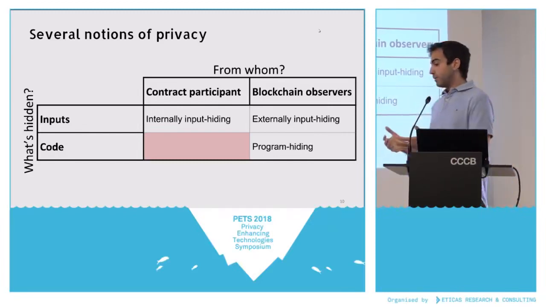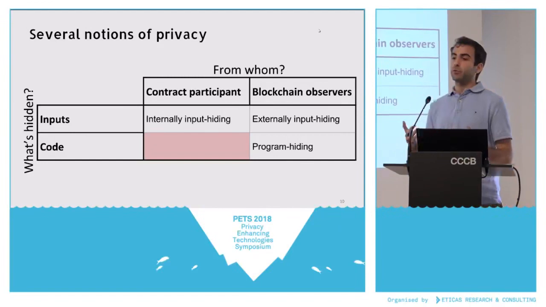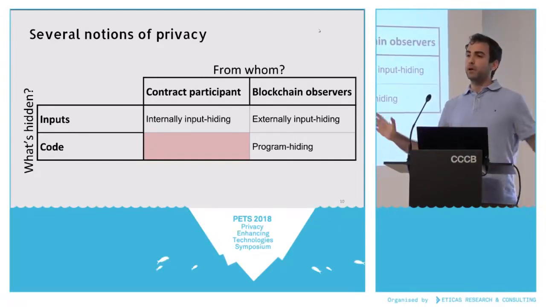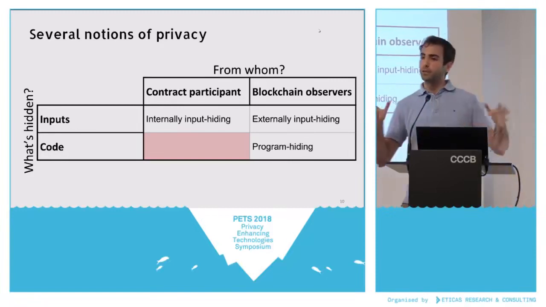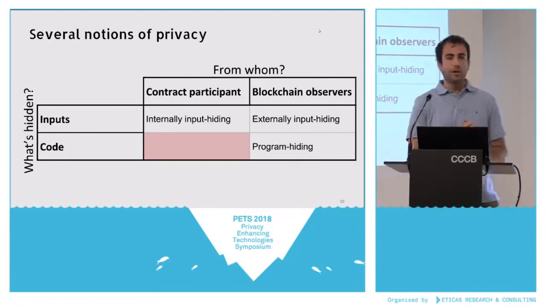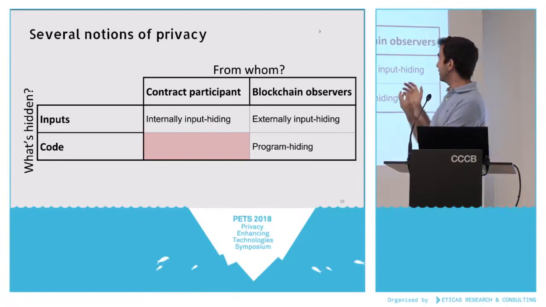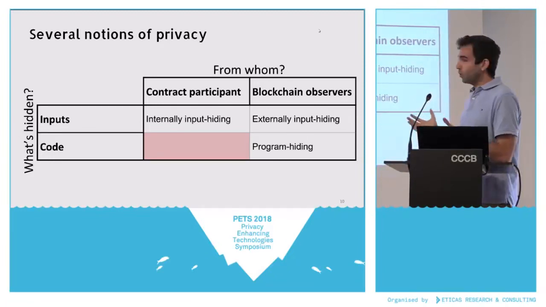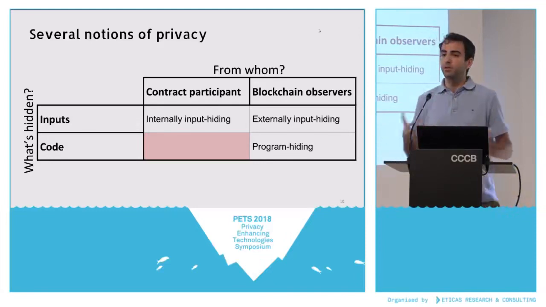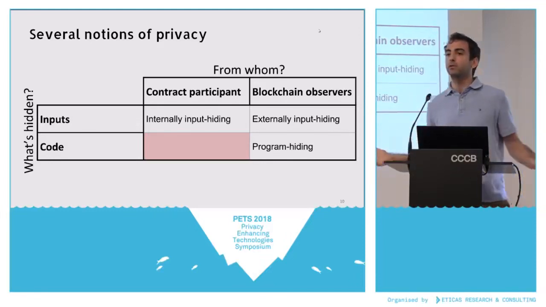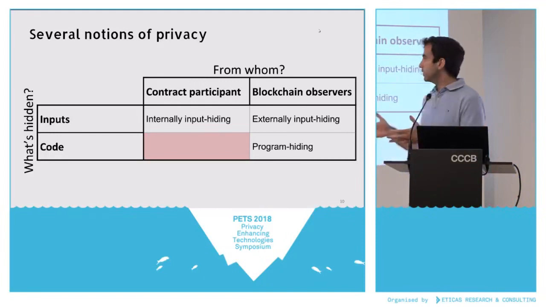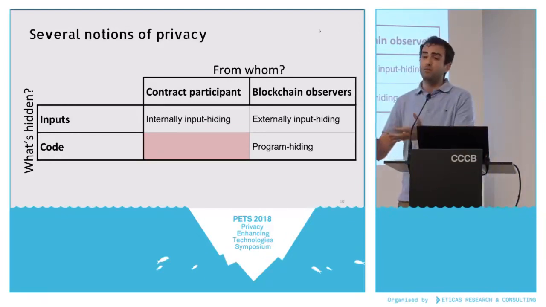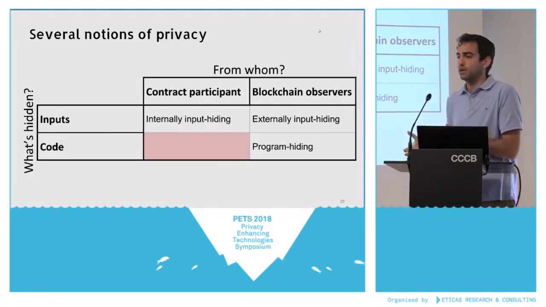Now, you could also think about who we are trying to hide things from. Are we trying to hide things from Alice and Bob themselves? Or are we trying to hide things from everyone else who's watching the blockchain and lurking and seeing what Alice and Bob are doing? In terms of the code, it doesn't really make sense to hide the code from the participants of the contract. You don't want to participate in something when you don't know what it does. But you do potentially want to hide the code from external observers, so they just see a blob where Alice and Bob have a smart contract, but they don't know what they're doing in the contract.